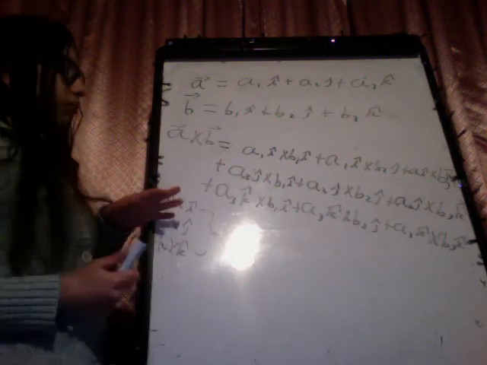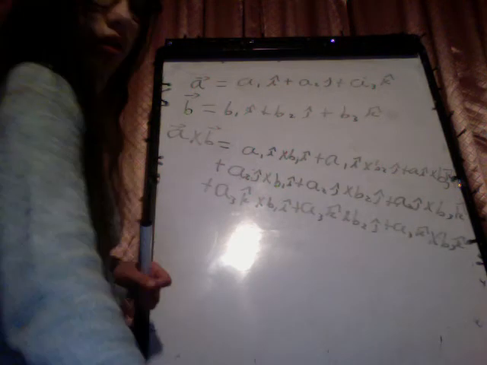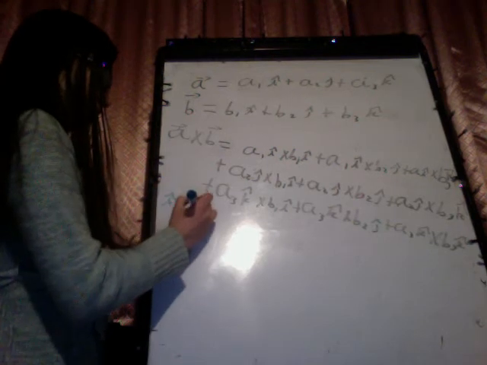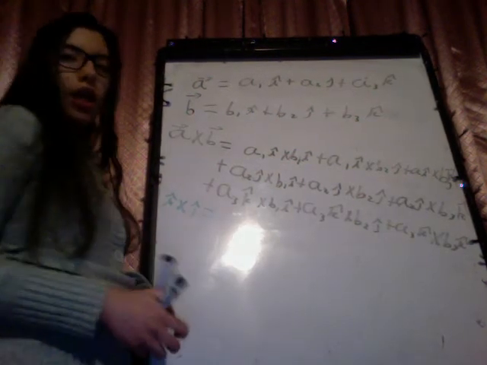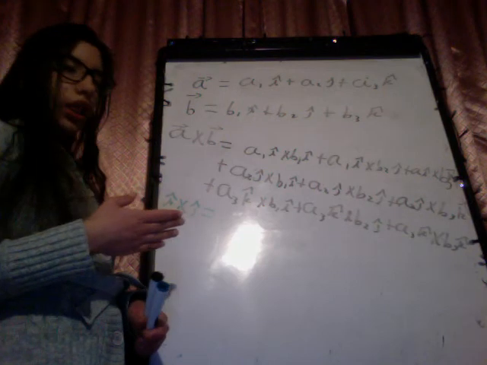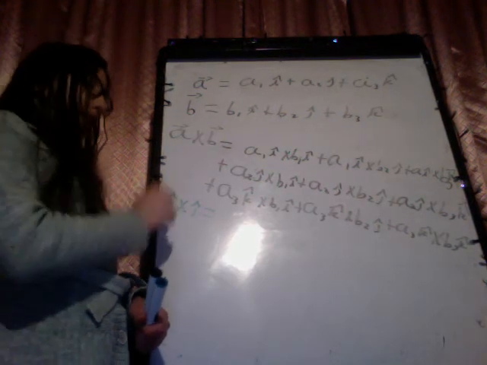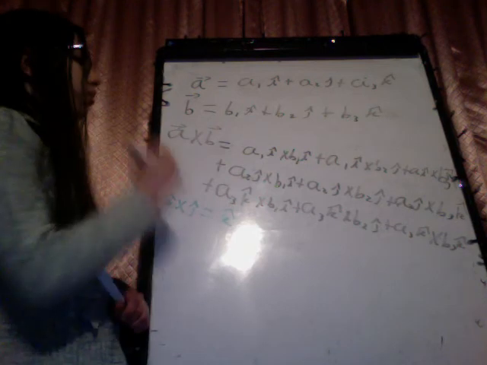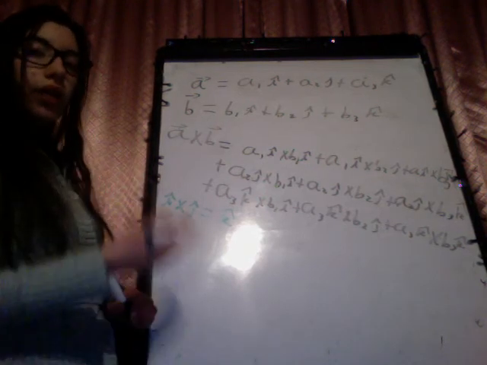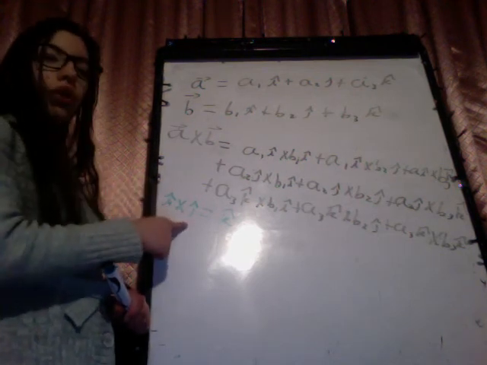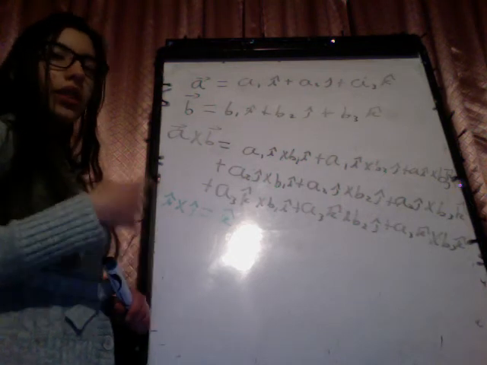Next point. When we have I cross J, I and J are at a 90 degree angle. So we have a resultant vector that is orthogonal to both of these two orthogonal vectors. So the result is K. But how do you know if it is K or negative K? Because K and negative K are both orthogonal to these two, and they have exactly the same direction, just the sense is opposite.